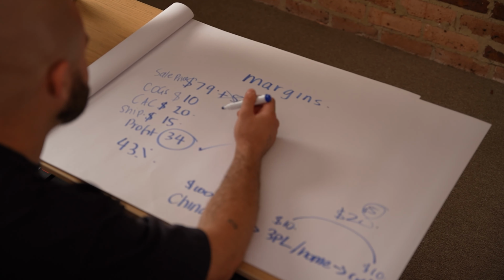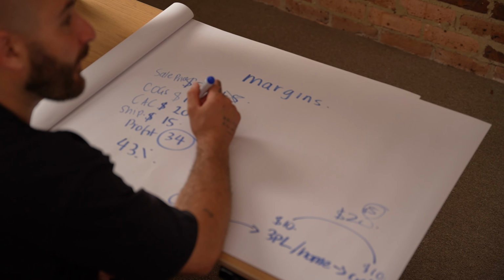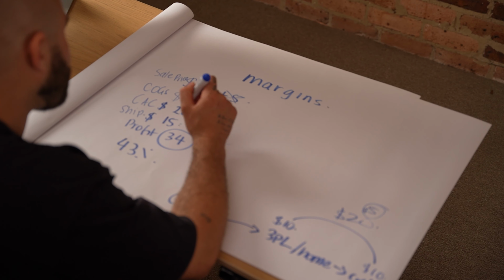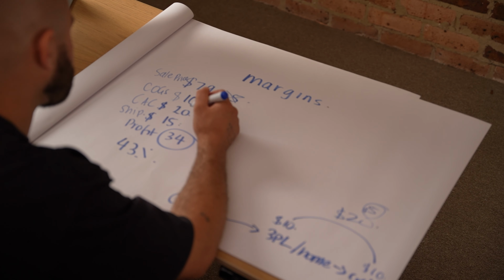So these are our unit economics. We've got $79 sale price, cost of goods is $10, cost of acquiring a customer is $20, then you've got your shipping, which is $15, which gives us $34 profit, okay?